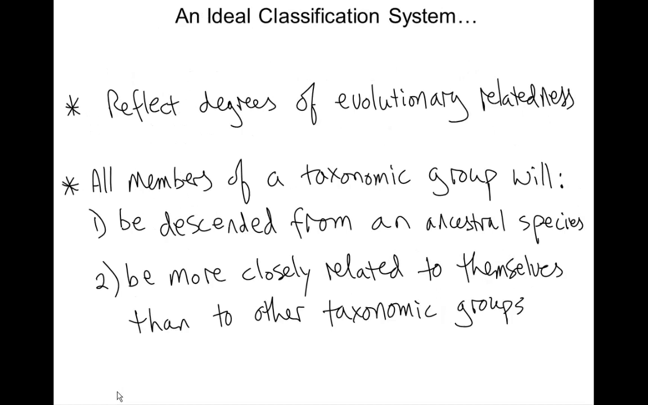And so what we really want in a classification system is one that reflects degrees of evolutionary relatedness, so species or taxa that are very closely related, versus ones that are more distantly related or unrelated. And so when we organize this way, all members of a taxonomic group are going to be descended from some ancestral species, and these are going to be more closely related to themselves than to other taxonomic groups. So this is sort of our ideal classification system. And when we look at phylogenetic systematics or cladistics, that's really the goal here.